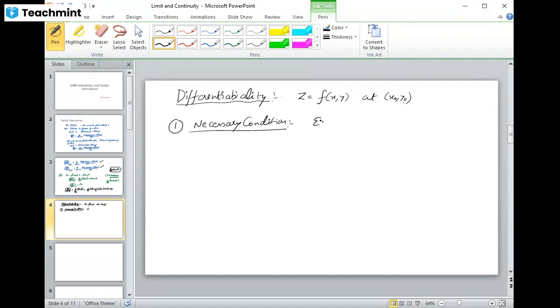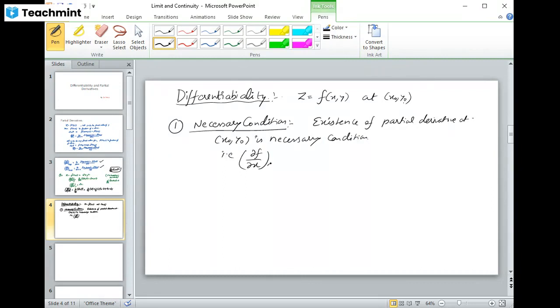The necessary condition is the existence of the partial derivatives at the point x naught y naught. It is the necessary condition for the differentiability of the function. That means curly f upon curly x at the point x naught y naught and curly f upon curly y at the point x naught y naught should exist.